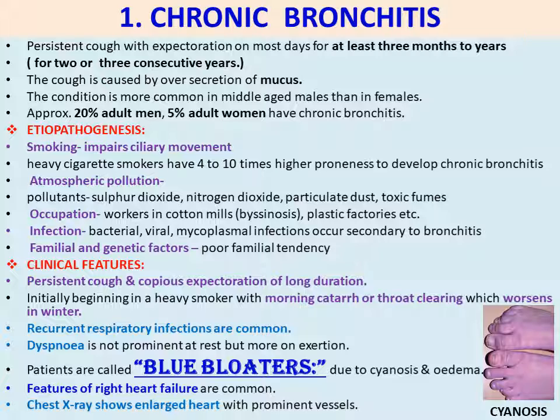Patients are called blue bloaters. Why are chronic bronchitis patients called blue bloaters? Due to cyanosis and edema. Cyanosis means that the hemoglobin oxygen supply decreases, so the skin, the area of the body, becomes blue. And edema means swelling. So patients of chronic bronchitis are called blue bloaters due to the blue color of cyanosis and edema formation. Features of right heart failure are common in chronic bronchitis patients. X-ray shows an enlarged heart with prominent vessels.